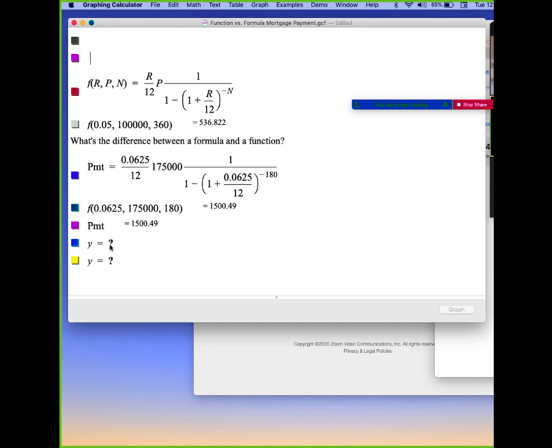Okay, so we want to graph for this scenario. Let's graph what? I want to graph the principal balance. Oh, is that a different formula though? That's a different formula.